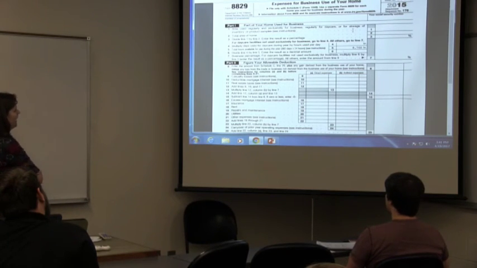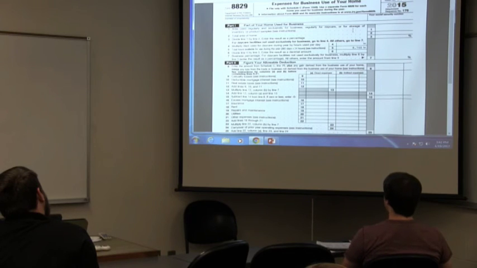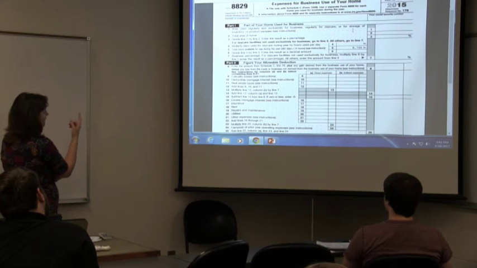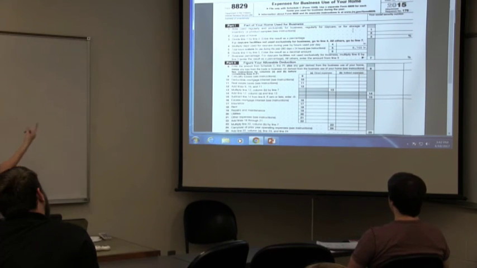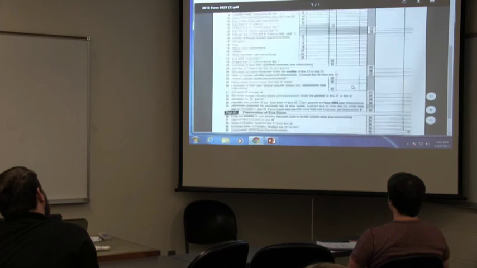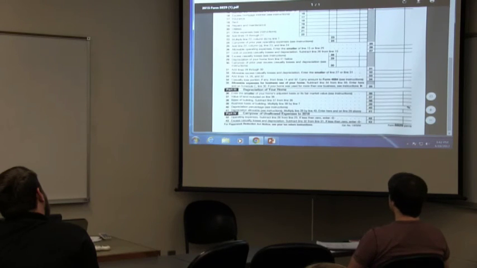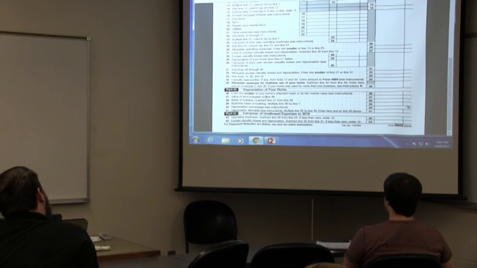And then we have our deductions right here related to use of the home. You can see up here at the top, we have our mortgage interest, we have our real estate taxes, and then we'll have other things: insurance, rents, repairs, and utilities. You might be thinking, well, where is depreciation? Well, depreciation is down here at the bottom, depreciation of your home. We have a separate section for that.